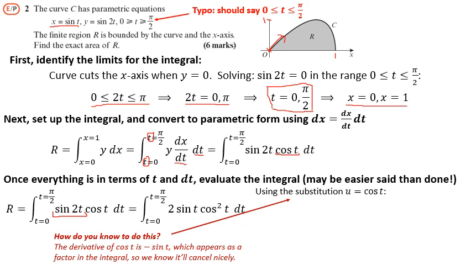How do I know that that's a good idea? Well, I've got cos t that's been squared, and whether it had been squared or cubed or any other power, I could still use this idea. The fact is the derivative of cos appears in some form as a factor in the integral. Cos differentiates to minus sine, and we've got a sine t right there as a factor, which means it will cancel nicely.